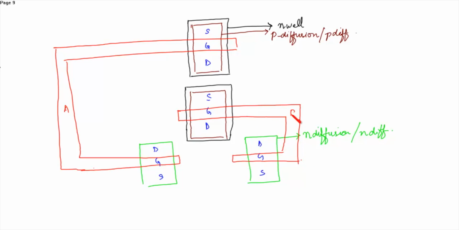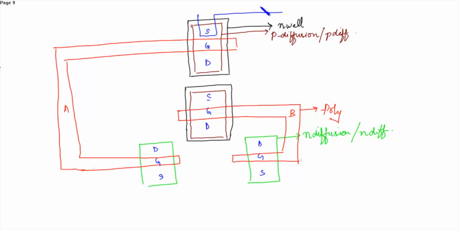This is input B. Now after drawing the gate, draw the poly layer, poly. Next, connect the source to VDD.